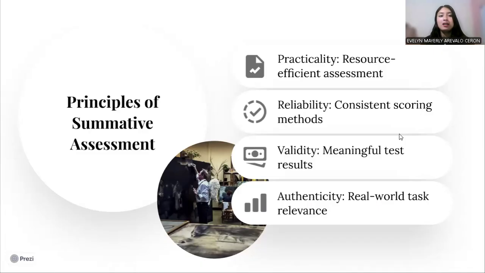Third, we have validity, which means that the test measures what it's supposed to measure. For instance, a vocabulary test must evaluate vocabulary, not reading speed, not grammar, not other aspects. Then we have authenticity, which refers to real-world relevance. For instance, a speaking task should reflect a real situation in which students can communicate, such as asking for information at a store, at a bank, at a school, and more.